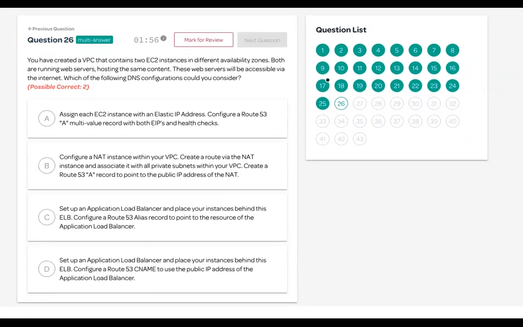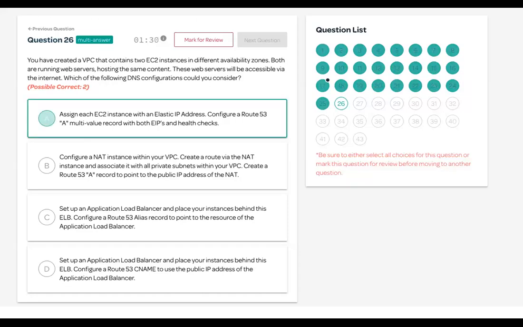You have created a VPC that runs two EC2 instances in different availability zones. Both are running web servers hosting the same content. The web server will be accessible via the internet. Which of the following DNS configurations should you consider? Assign each EC2 instance an elastic IP, and configure Route 53 with a multi-value record with both the elastic IPs and health checks. Yeah, this is a good idea.